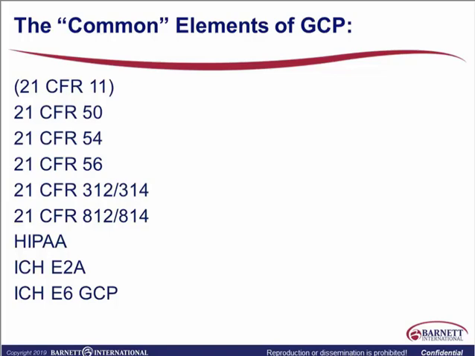So we know that under 21 CFR 312 and 812, we're required to work with an IRB that is compliant with 21 CFR 56. Sponsors and investigators on the Form FDA 1571 and 1572 respectively are required to work with IRBs that are compliant with 21 CFR 56 for initial and continuing review. But we have to make sure we are actually assessing those IRBs.